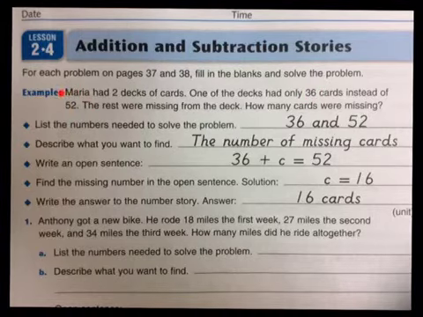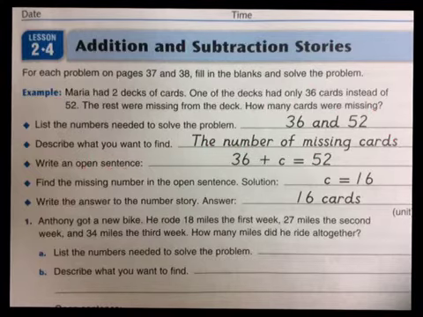Data, information. Does it really matter that she has 2 decks of cards? Well, this is that type of information sometimes that you have to ignore in a word problem or a number story. Okay, we only really need the 36 and the 52. So she has 52 cards. She has 36 cards out of 52. Describe what you want to find. The number of missing cards, because the question says how many cards were missing. We want to find the number of missing cards.